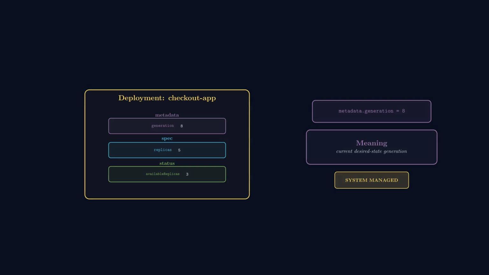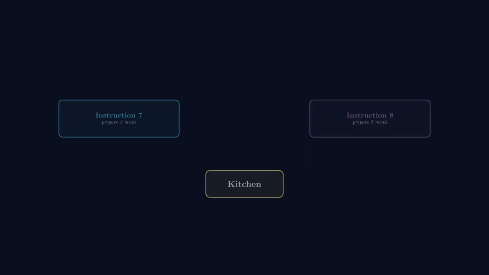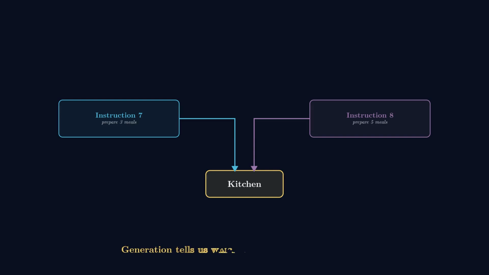A simple analogy is a kitchen receiving revised instructions. Version 7 says, prepare 3 meals. A moment later, version 8 says, prepare 5 meals. The kitchen may still be finishing version 7 when version 8 arrives. The version number does not tell us whether the cooking succeeded. It simply tells us which instruction is newer. Generation plays a similar role for Kubernetes' desired state.